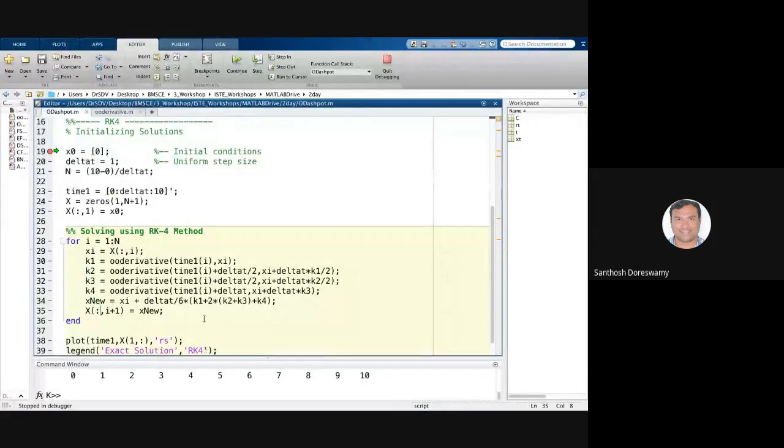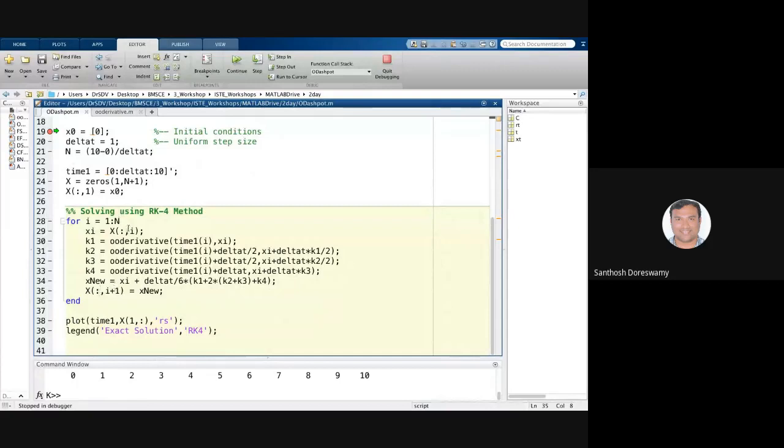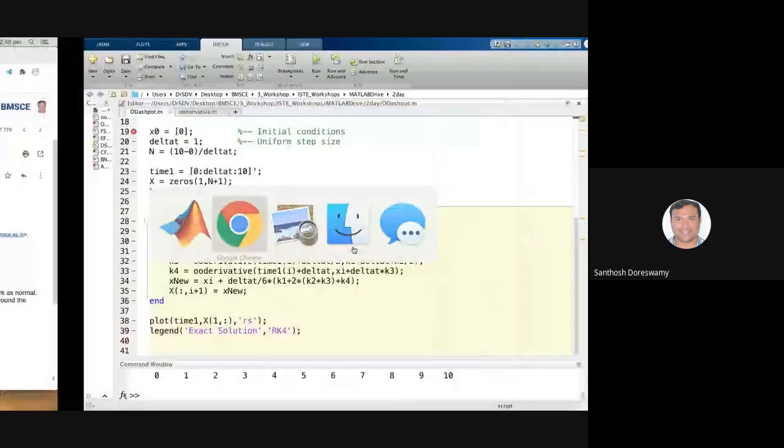If I run this computation, I will have a vector x whose columns represent the values of x computed using the RK4 method for the corresponding time steps in the vector time 1. Then I'll try to plot this solution. So if I run this code and continue, I will have the following plot.